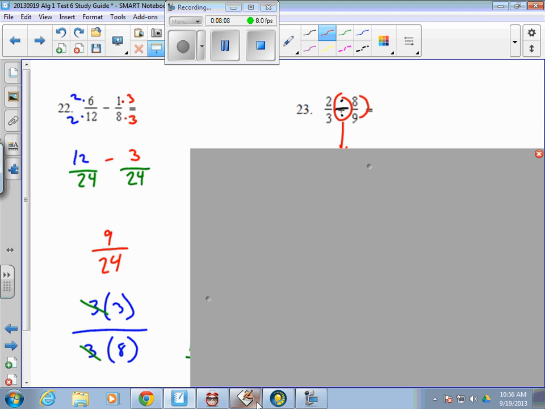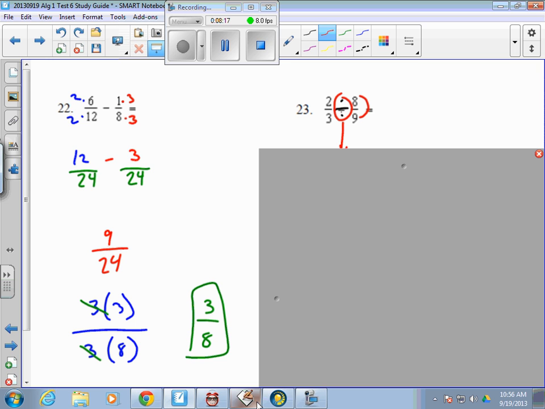9 divided by 24, 3 goes into both of those. 3 times 3 is 9. 3 times 8 is 24. Cancel out 3 divided by 3 to get 3 over 8.